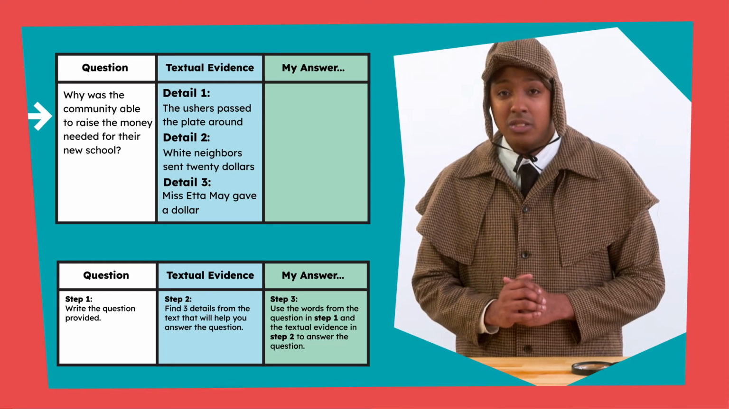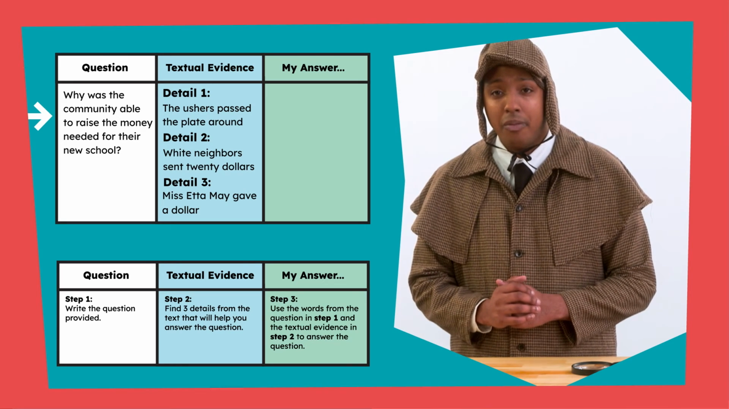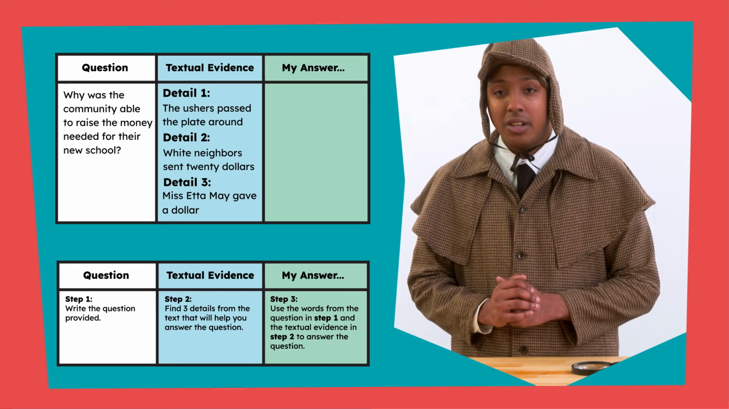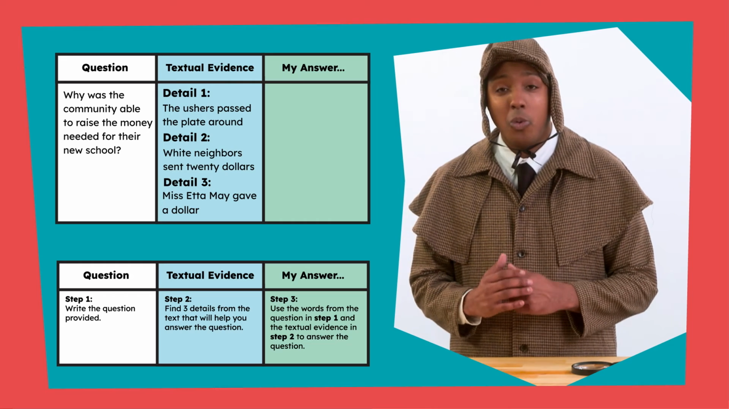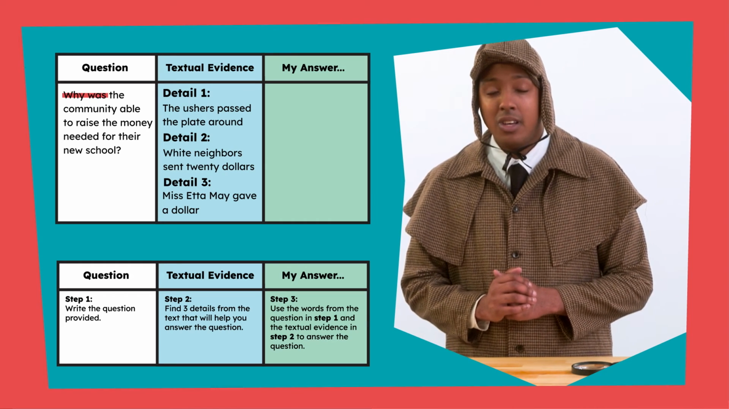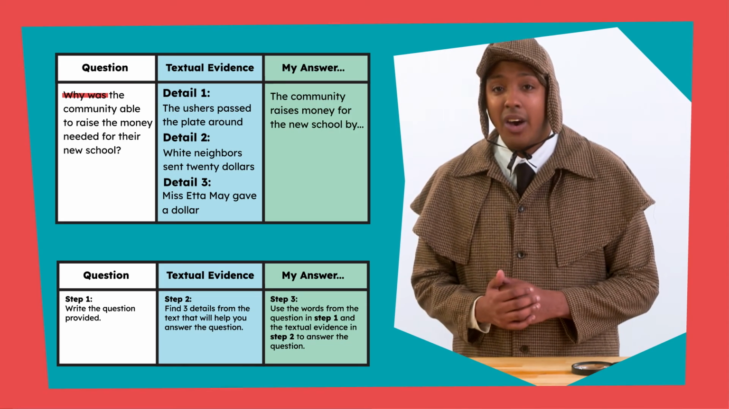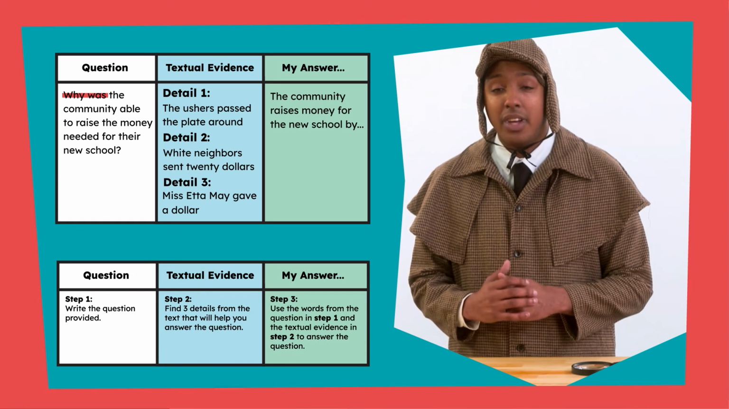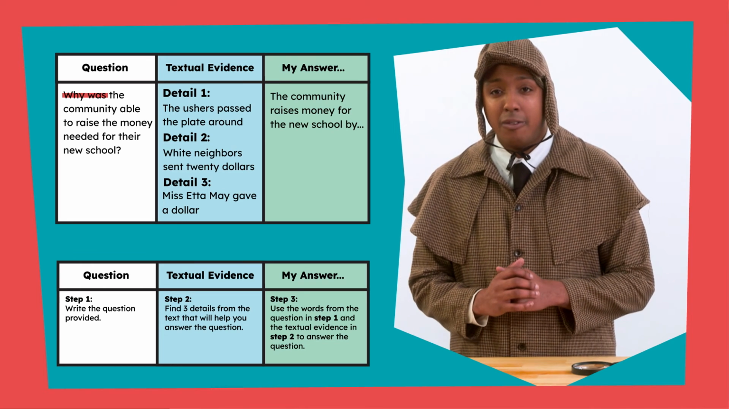So the question is, why was the community able to raise the money needed for their new school? I'm going to use the words from the question to start our answer. The only thing I'm going to take away are the first 2 question words, why and was. So let's start our answer like this. The community raised money for the new school by. Now I need you to use our textual evidence to complete the rest of the answer. I'm going to give you 20 seconds to find your answer.